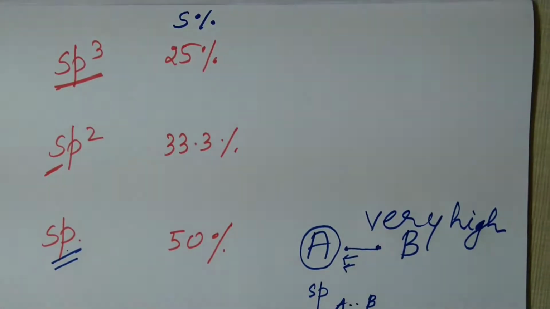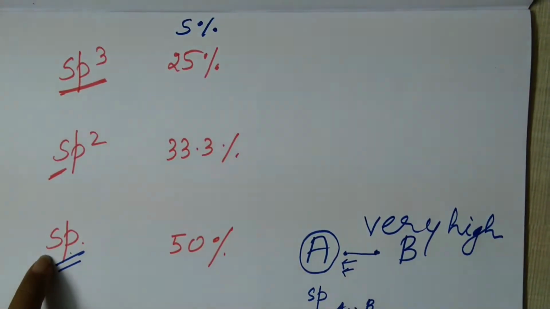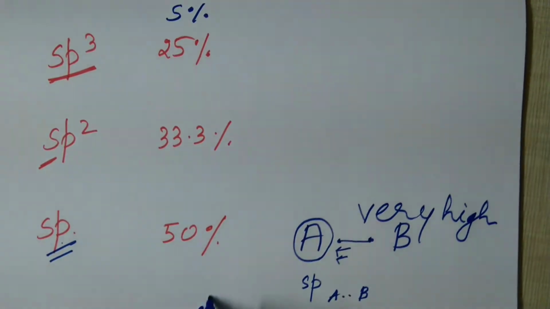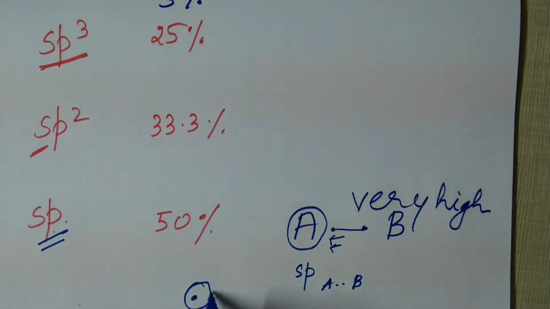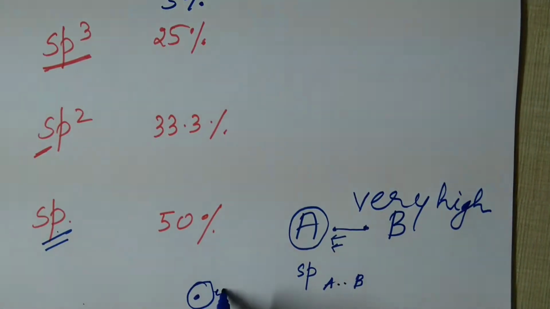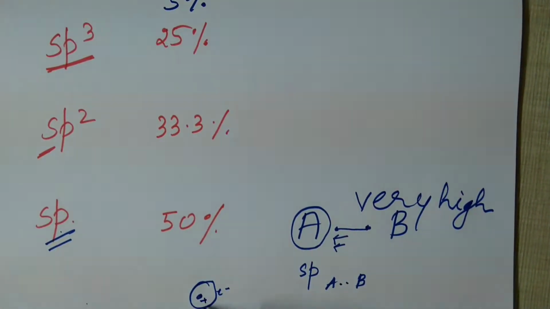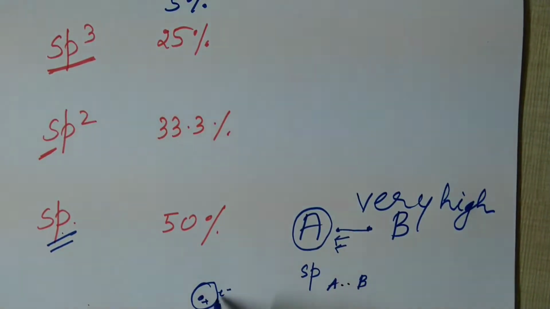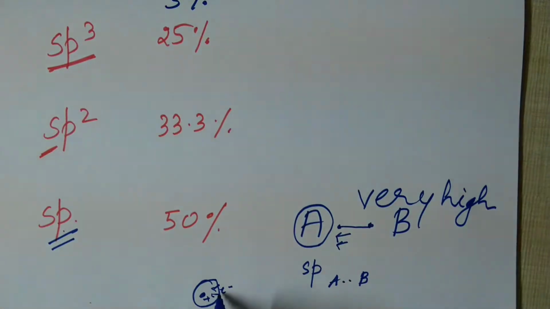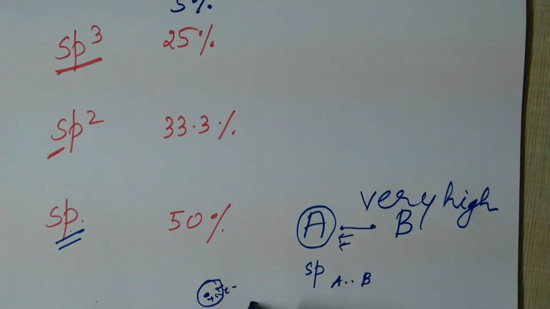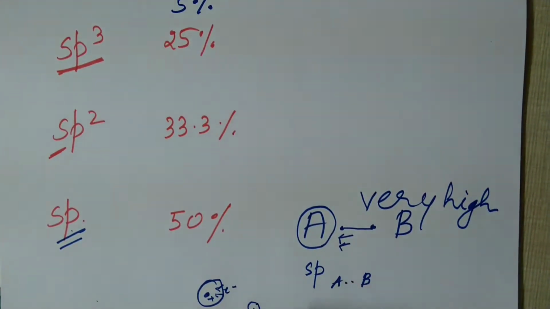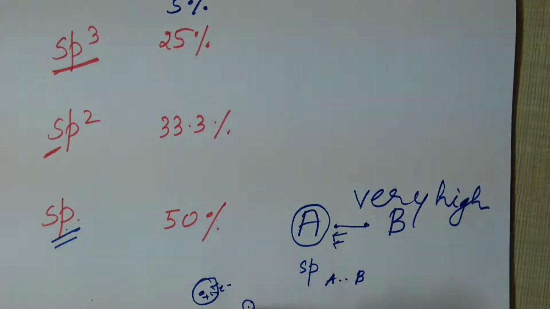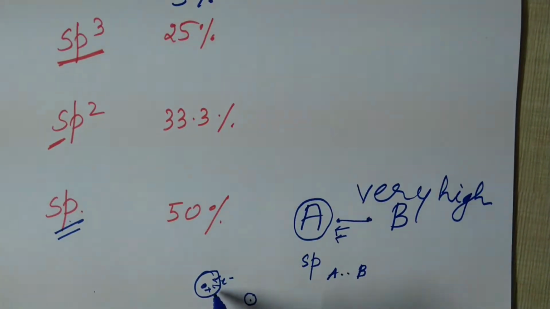Why it is high? Only in case of sp, S character, how much it is? 50%. S orbital is very near to the nucleus. So S orbital has electrons which is negatively charged and nucleus is positively charged, and like charges attract each other. So as a result, what will nucleus do? It will pull the electron of S orbital towards itself and the size decreases. Bond length decreases. Understood? Greater the S character, greater is the pulling capacity.